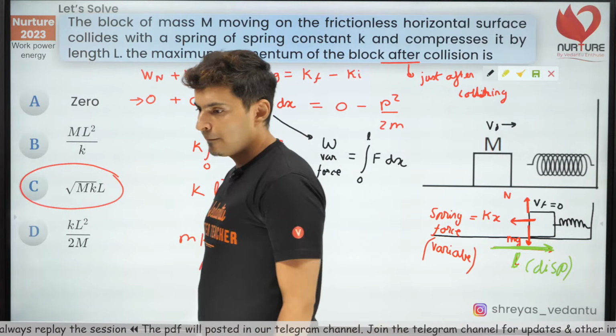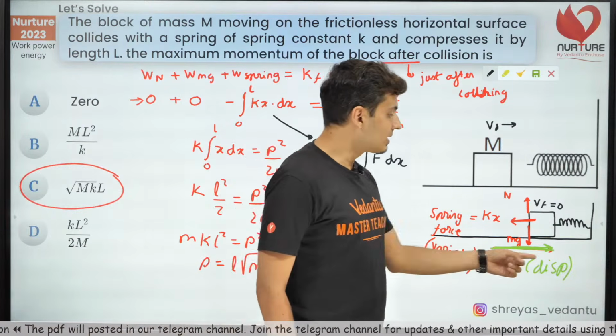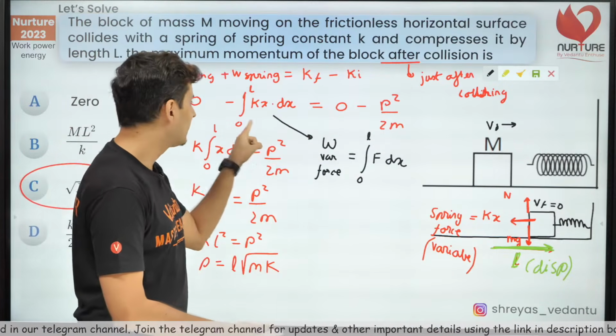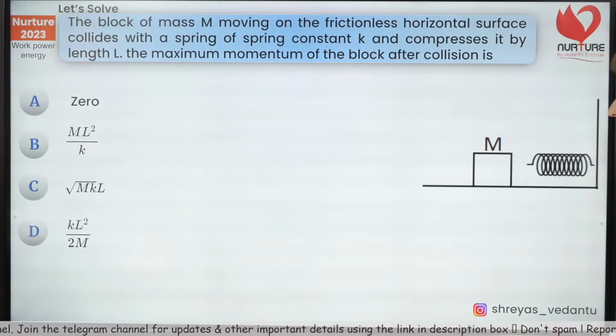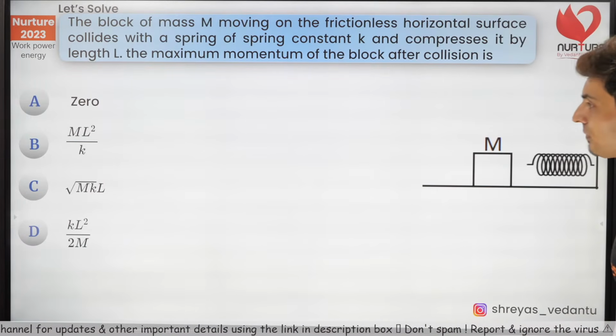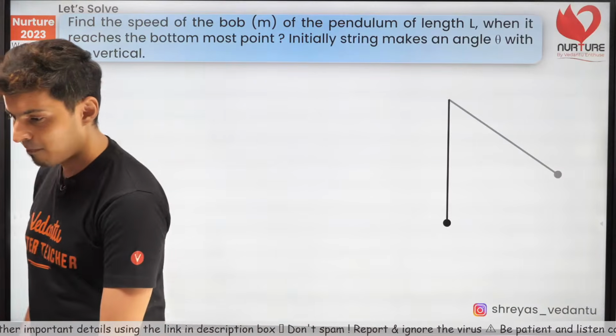And why that negative sign? The negative sign was because the displacement was here, force was opposite. So whenever force and displacement are opposite, the work done will be negative. So that's why it is negative. All right, let's get moving to the next one. Let's see whether it is correct. Yep, it is correct. Option C. Moving on to the next question.